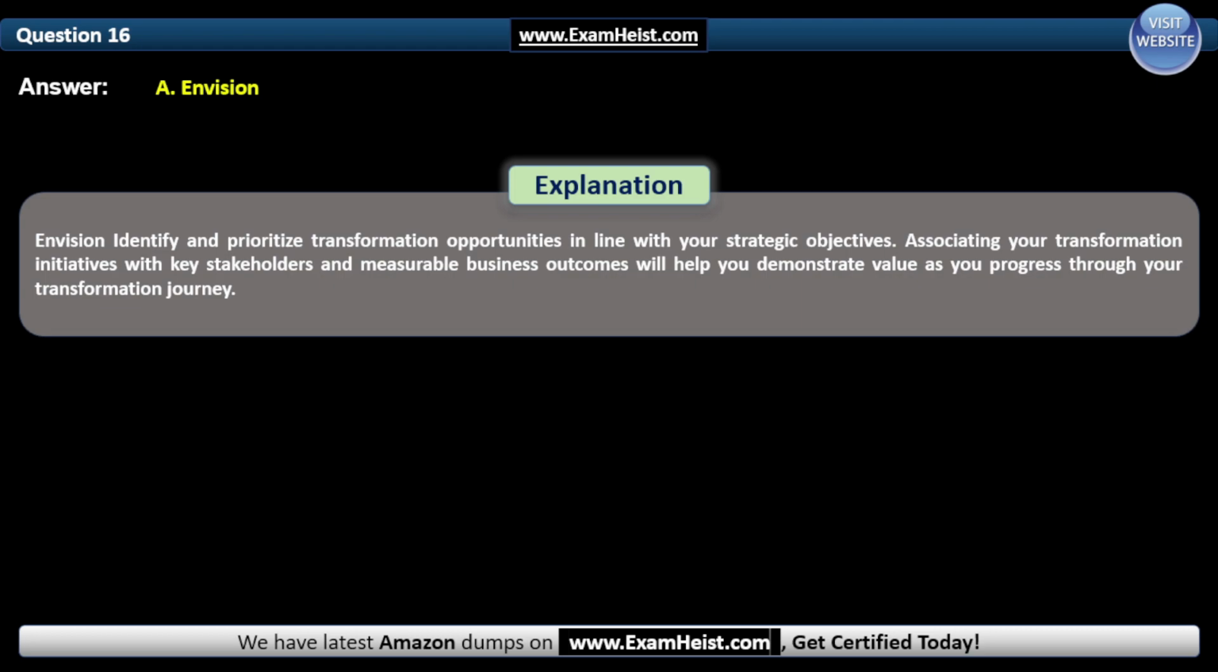Envision: identify and prioritize transformation opportunities in line with your strategic objectives. Associating your transformation initiatives with key stakeholders and measurable business outcomes will help you demonstrate value as you progress through your transformation journey.